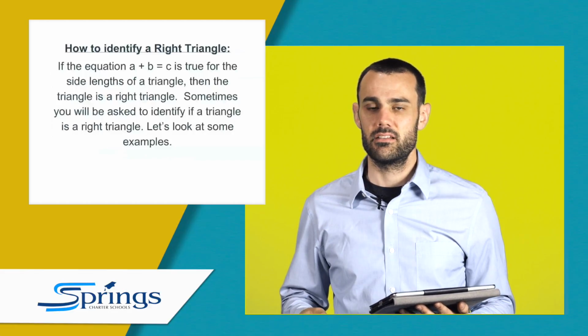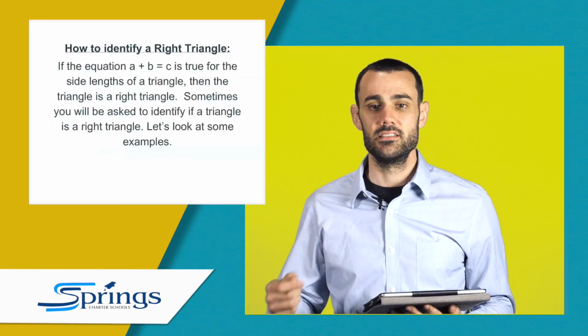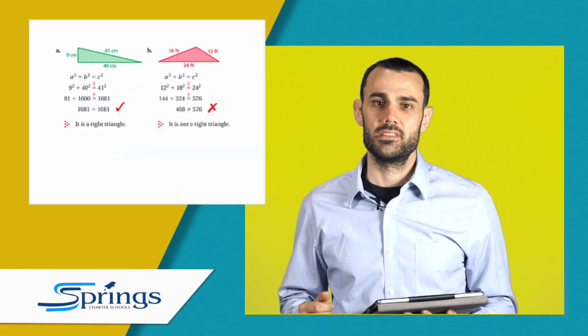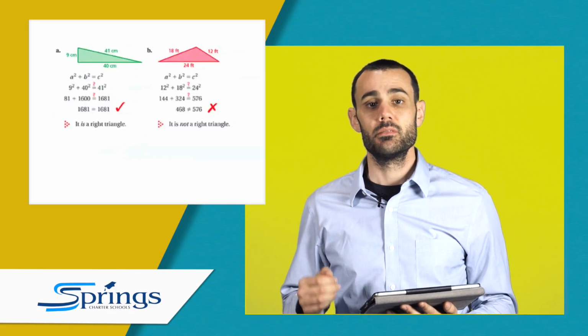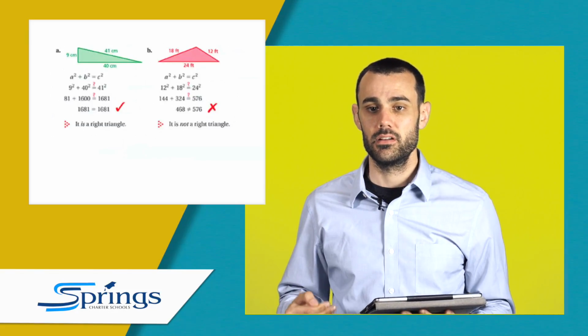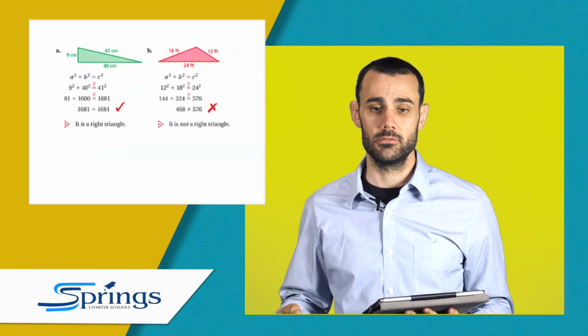Sometimes you'll be asked to identify whether a triangle is a right triangle or not. So let's go ahead and see if we can learn to identify them. Over here on one side of our illustration we have a green triangle. Now this green triangle has specific measurements we're going to use by inserting them into the Pythagorean theorem formula to check to make sure it does happen to be a right triangle.